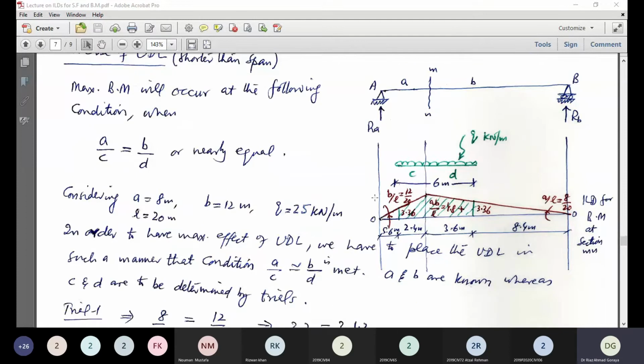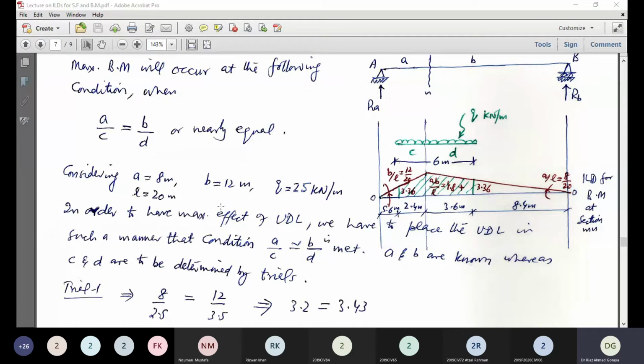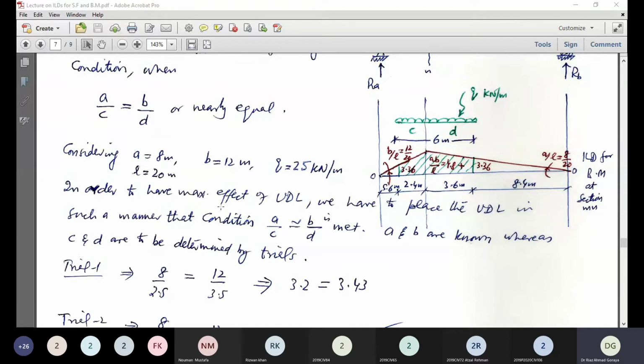Now the example considers A as 8 meter, B as 12 meter, Q as 25 kilonewton per meter, and surely the span is 8 plus 12, 20 meter. Now, in order to have the maximum effect of UDL, we have to place the UDL in such a manner that the condition A over C nearly equal to B over D is met. A and B are known, whereas C and D are to be determined by trials. Now let us see how we will do the trials.